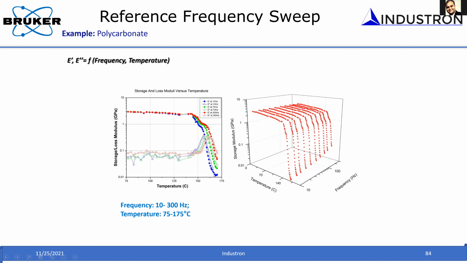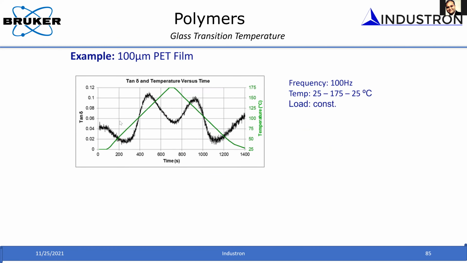This is for PET thin film, 100 micron, where you can heat the sample and continuously measure the tan delta by taking the ratio of the loss modulus to the storage modulus and measuring the tan delta as a function of temperature. For example, you start with 25 degrees centigrade and heat up to 175 and then cool down to 25 degrees centigrade. So throughout this temperature cycle, you measure the tan delta as a function of temperature.